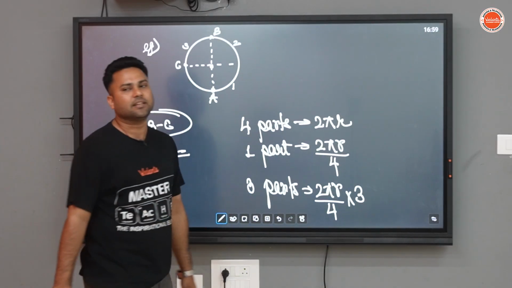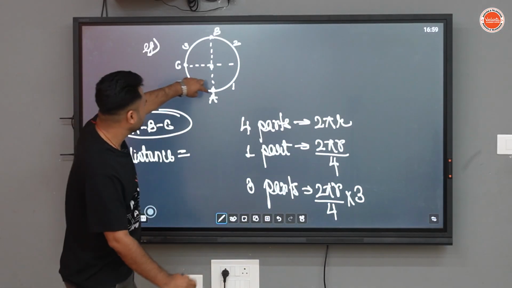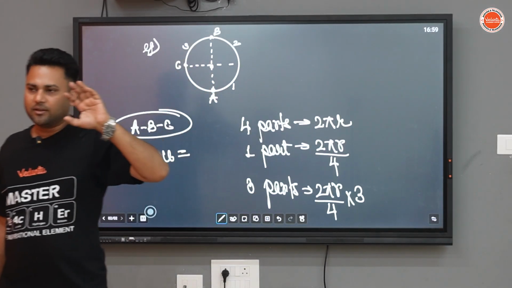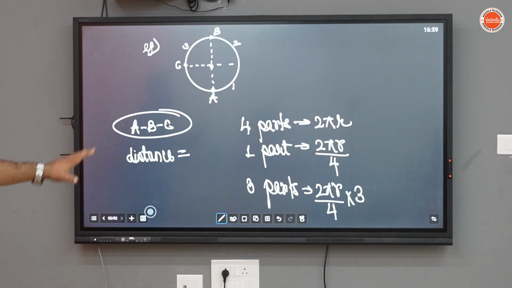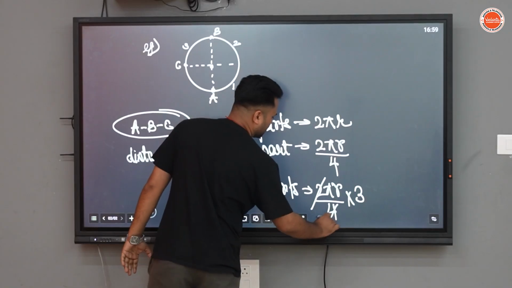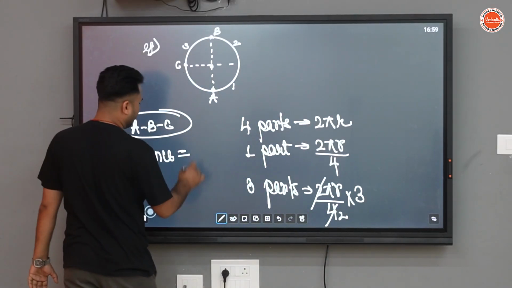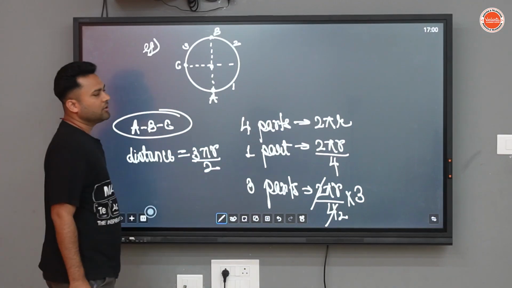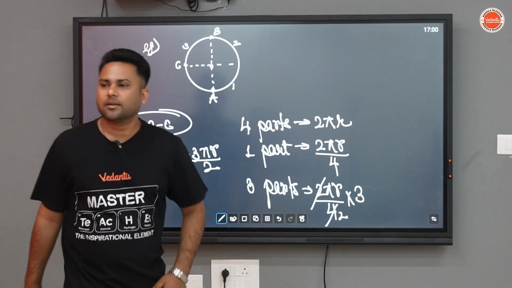So this is the distance, because we are covering this distance plus this distance. If they ask what is the distance, now you can solve. 2 1s are 2, 2 2s are 4, so 3 pi r by 2. So 3 pi r by 2. Correct? So this is the distance.